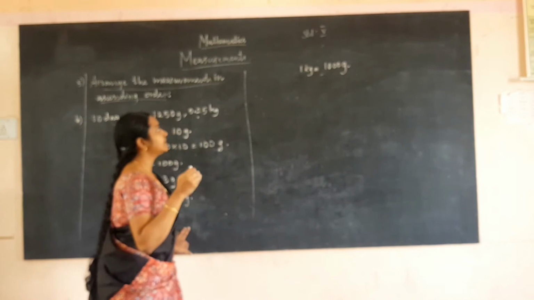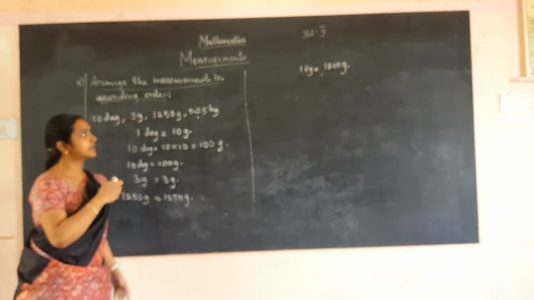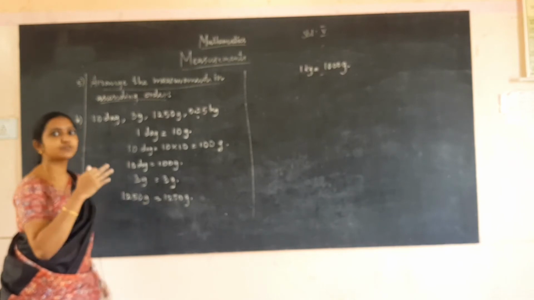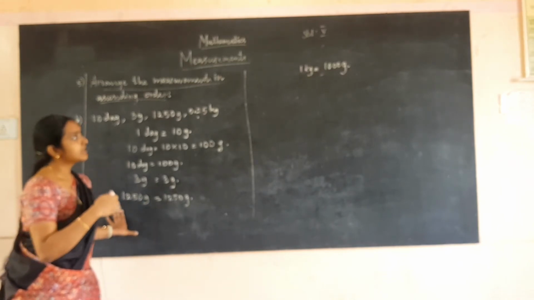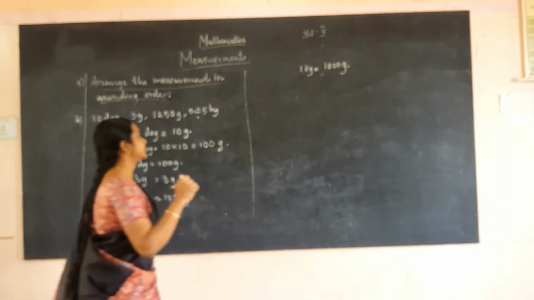We are converting from larger unit to smaller unit, so we have to multiply. We are moving 3 places. You can look in your book. We are moving 3 places, so we have to multiply it by 1000.